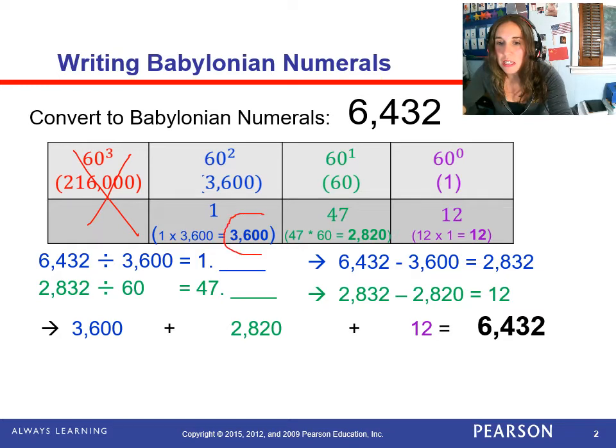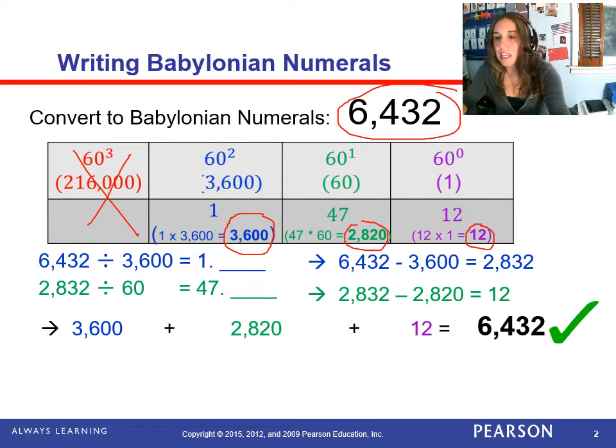So you always take these numbers and add them together, okay? And you should get back your original number. So if I add 3,600 plus 2,820 plus 12, I do indeed get 6,432. So my math is correct.